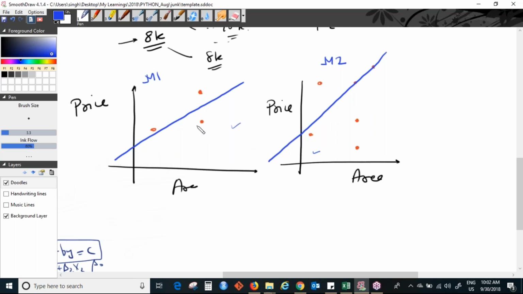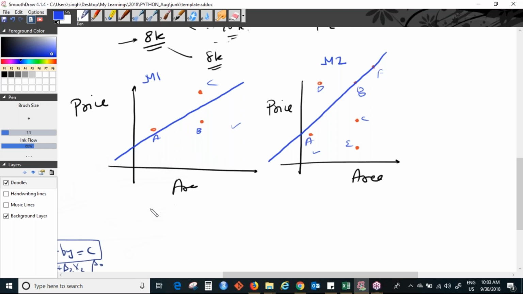Let's say these two models were built on the exact same data, but this was built on just 3 data points and this was built on 6 data points. But these 3 data points, if you see, are the same. So this is also built on ABC and this is also built on ABC, but it has some additional points also. So this person selected 6 points, this person selected only 3 points. So you cannot say which one is better looking at this figure. You will have to find out.